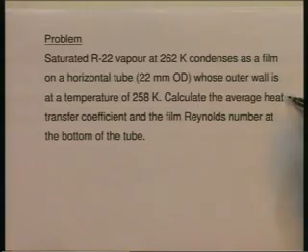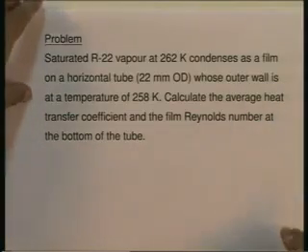Calculate the average heat transfer coefficient, that is H bar for that single tube, and the film Reynolds number at the bottom of the tube. It is a straightforward substitution into the Nusselt expression for a single horizontal tube, which I have given you just now. So, let us do the problem.